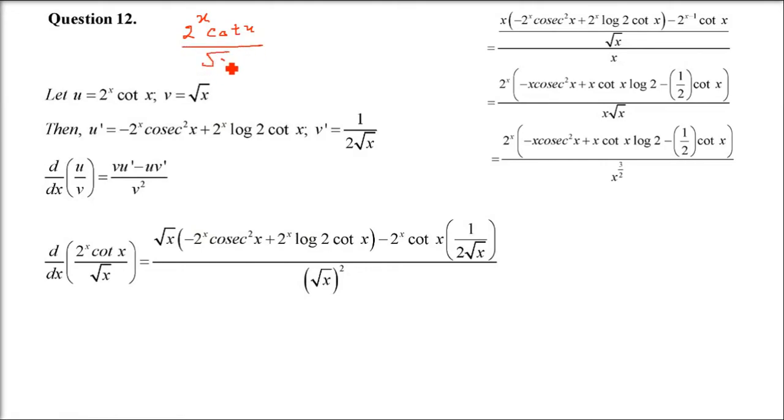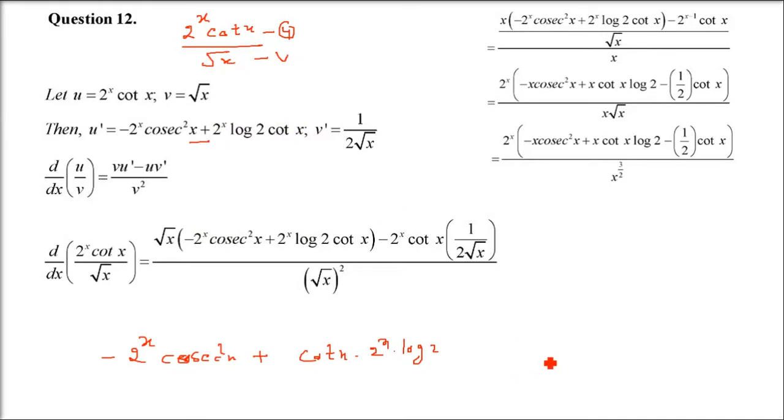2 raise x cot x by root x. Now we'll take this as u and this as v. U dash and then v dash we'll take. So we have to apply product rule in u. So 2 raise x first, then cot x is minus cosec square x. Then we have plus, and then we have this cot x, we'll keep it like this. And 2 raise x is 2 raise x log 2, base is already e. So this is u dash.